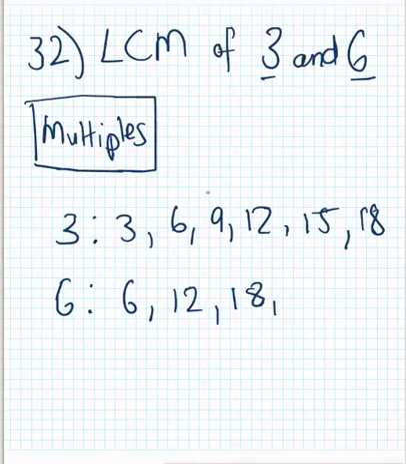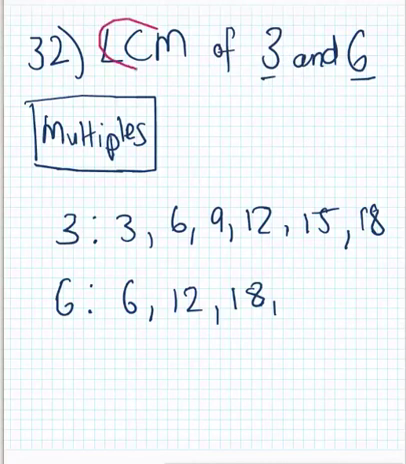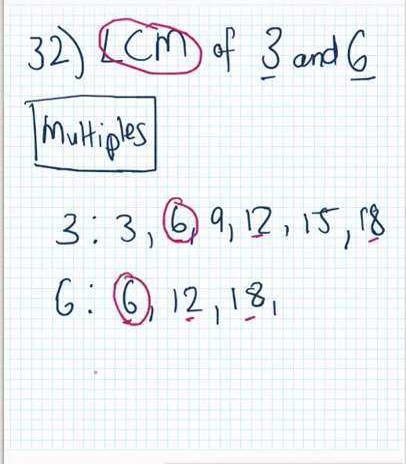We have to figure out, or the question asks us, what is the lowest common multiple? So far, what common multiples do you see? I see a 6 here and a 6 here. I see a 12 here and a 12 here. I see an 18 and an 18 here. So they have quite a few common multiples already. But the lowest one is 6. Okay, so the lowest common multiple of 3 and 6 is simply 6.